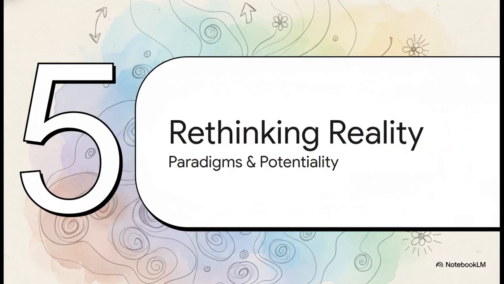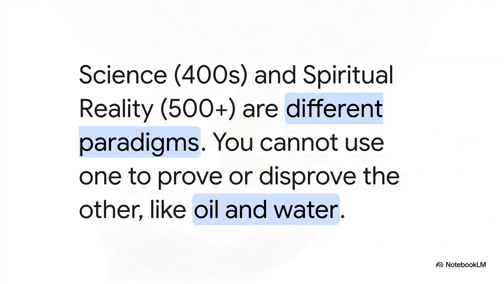So you see, this framework isn't just trying to put emotions into different boxes. It's actually asking us to totally rethink our understanding of reality, of cause and effect, and even of science itself. The source makes this great point that science, which calibrates up in the 400s, the level of reason, and spiritual reality, which really starts in the 500s, the level of love, they aren't fighting each other. They're just different paradigms. They're playing by different sets of rules. You can't use the rules of one to disprove the other.